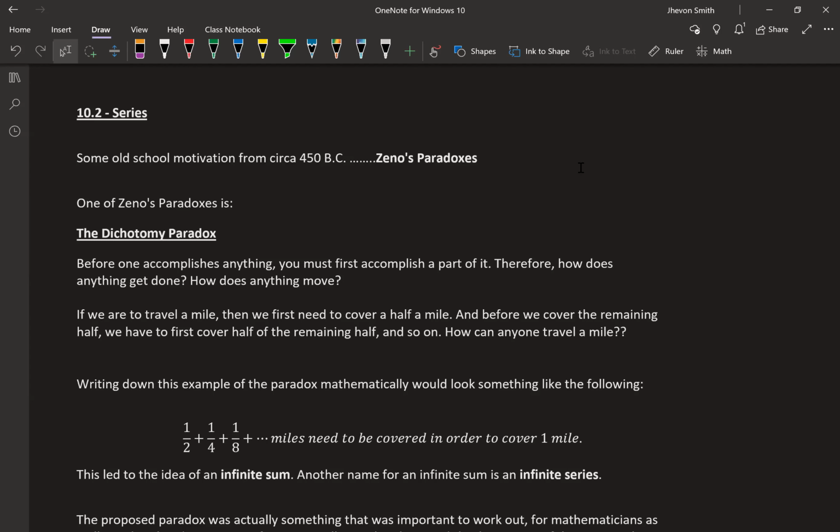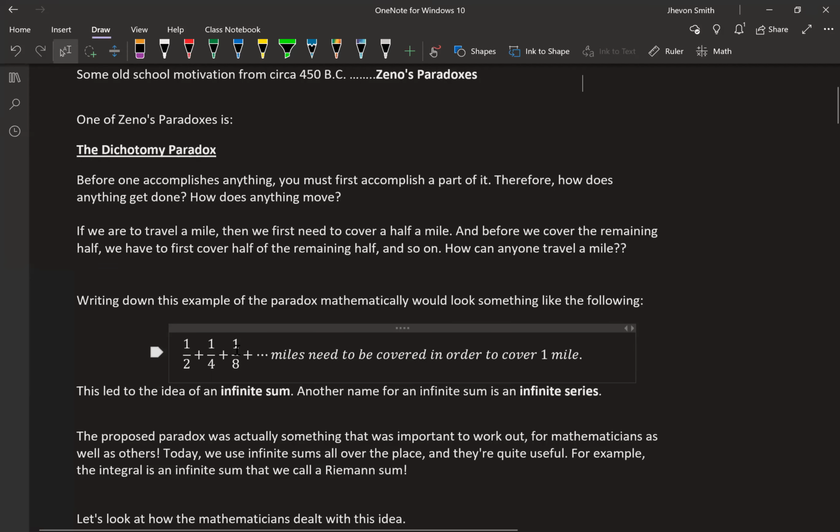The mathematical viewpoint of this paradox is, does the sum 1/2 plus a quarter plus an eighth have any meaning? That is what we're going to talk about today. It turns out that to talk about Zeno's paradox, why it was so baffling to people 2.5 millennia ago, it involved the idea of an infinite sum.